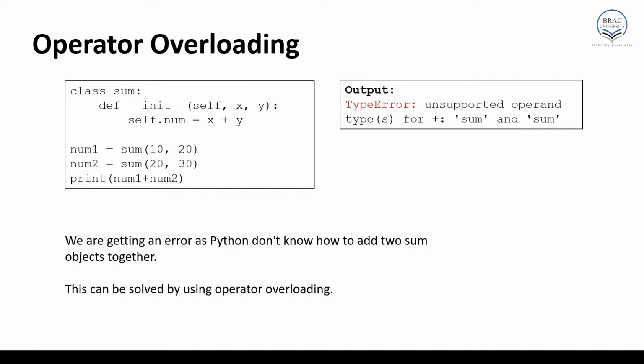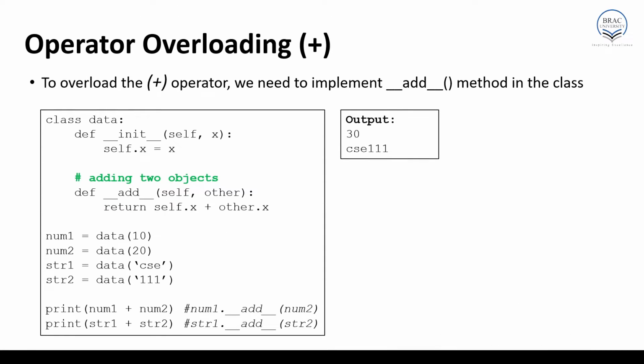We will see how we can add multiple objects by the plus operator or other operators: subtraction, multiplication, division, less than, greater than or equal. So let's see an example first. Better we will go to the code and then come back to the slide again.